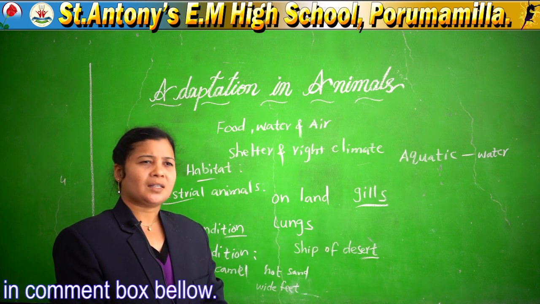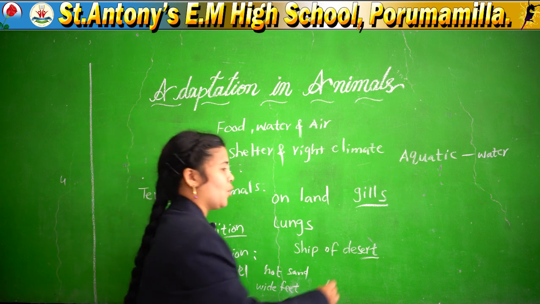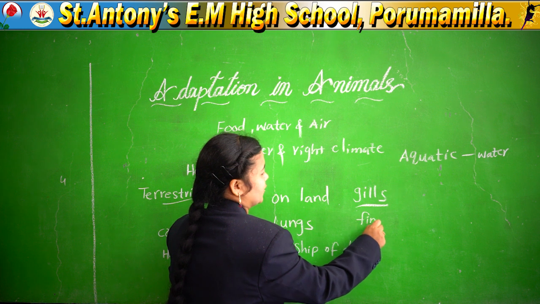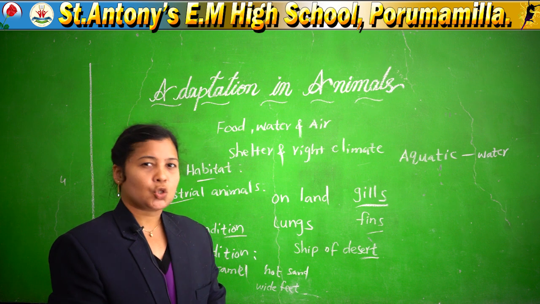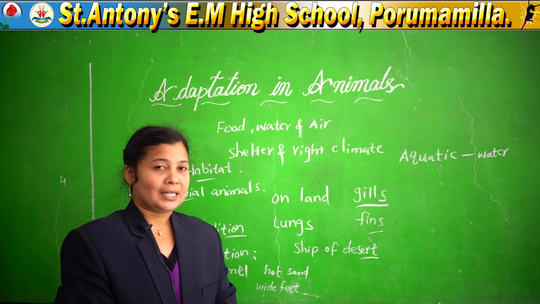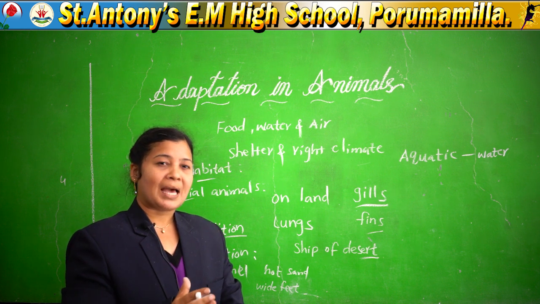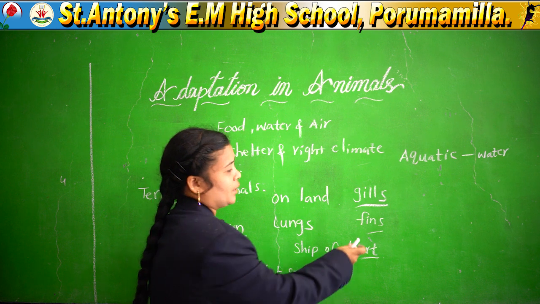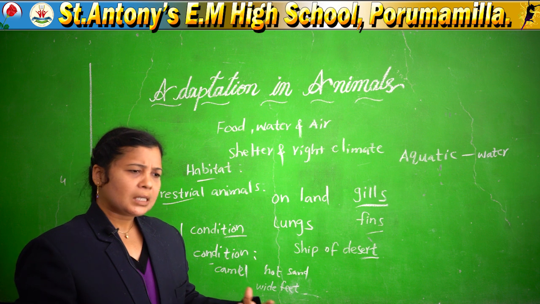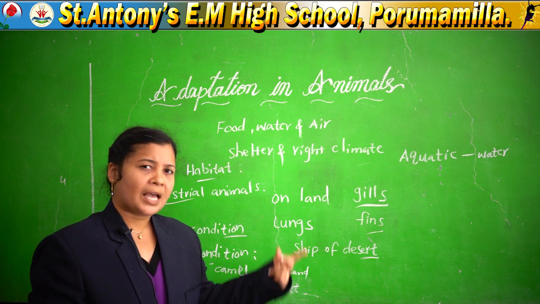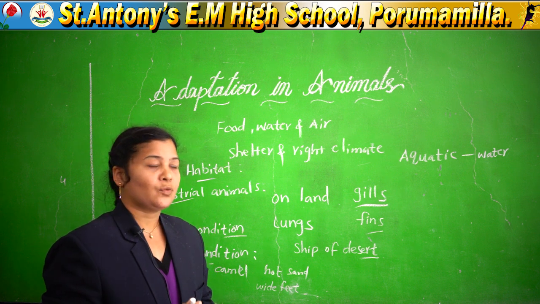And how does a fish swim in water? They have one more organ that is called fins. With the help of fins, fish swim in water and they can change their direction. And also they balance their body with the help of fins. So is fish the only aquatic animal? No. There are also dolphins and whales.